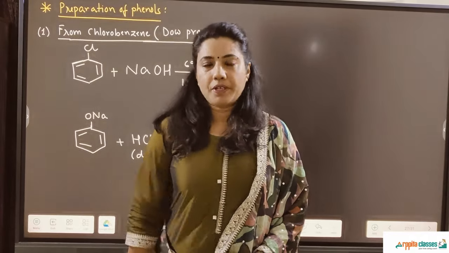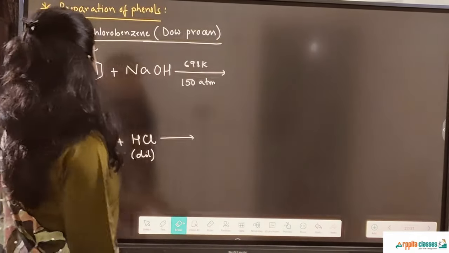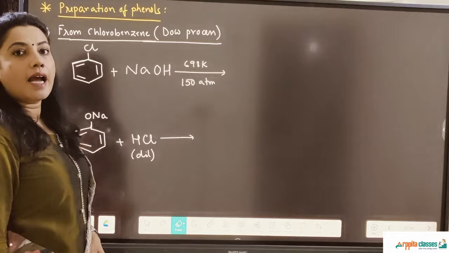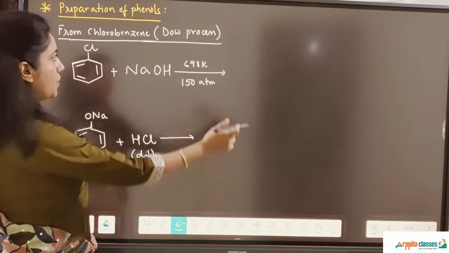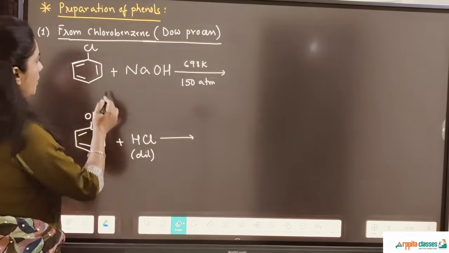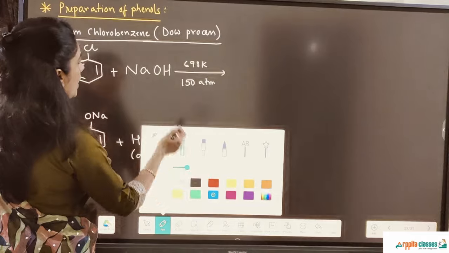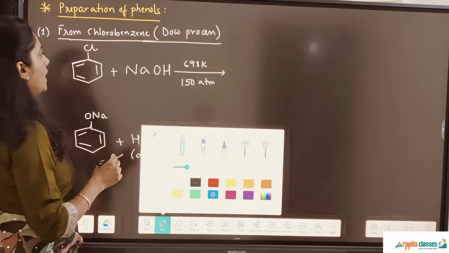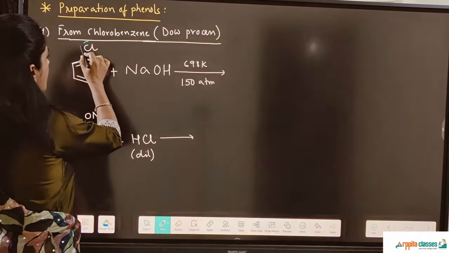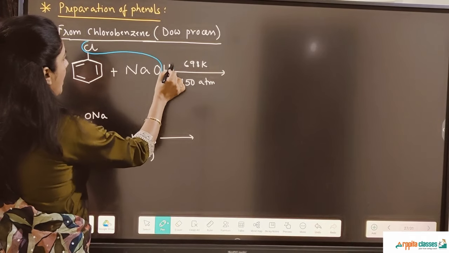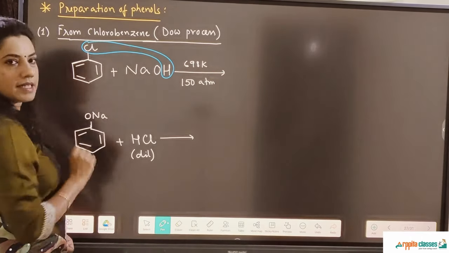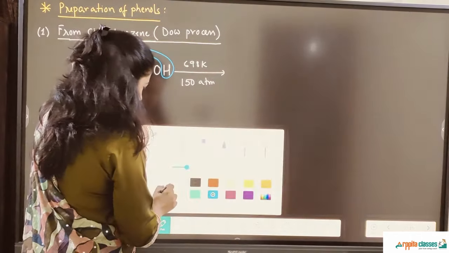Now we start with the preparation of phenol. The first preparation is from chlorobenzene and the method is called the Dow process. Here we take chlorobenzene and treat it with NaOH, sodium hydroxide. What happens is HCl comes out from here and the rest of the part gets attached to the benzene ring.